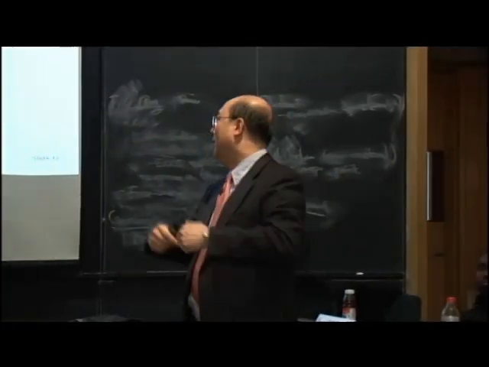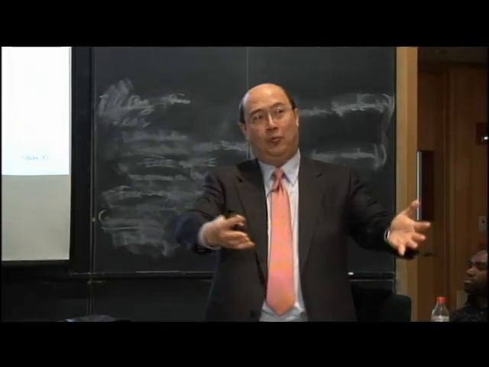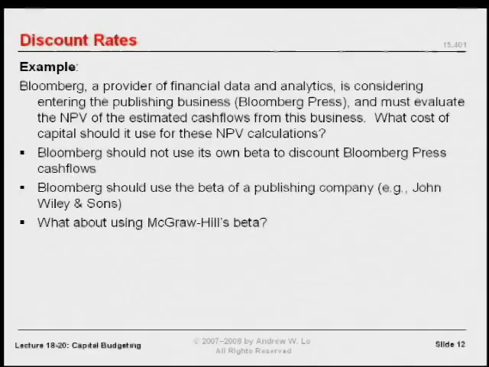Before we get to that, let's figure out how they even evaluate, all right? So I've suggested here that they might use the beta of John Wiley & Sons. That's a publicly traded publishing company. But they could also use the beta of McGraw-Hill.